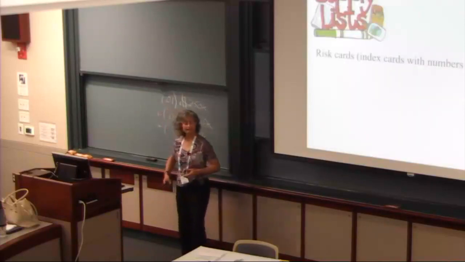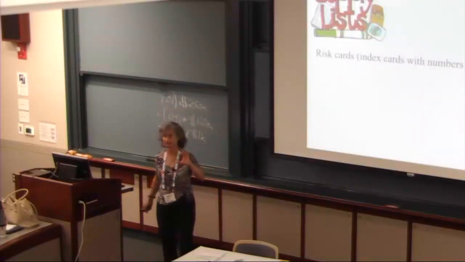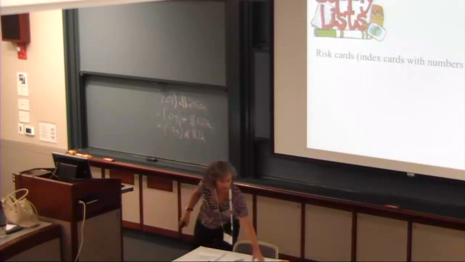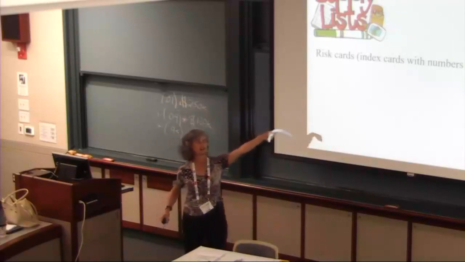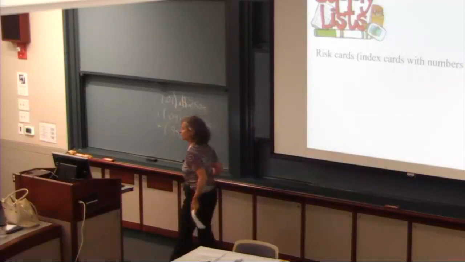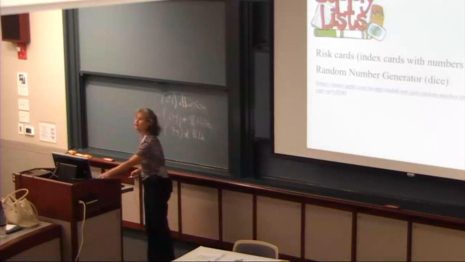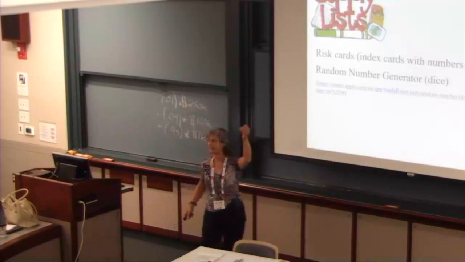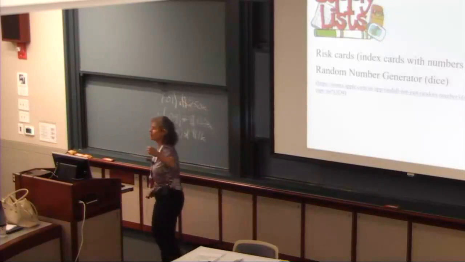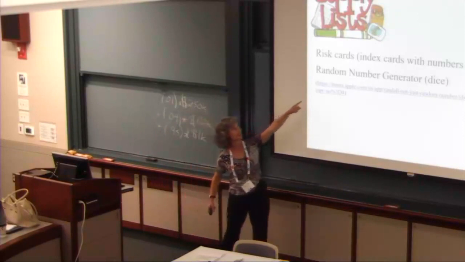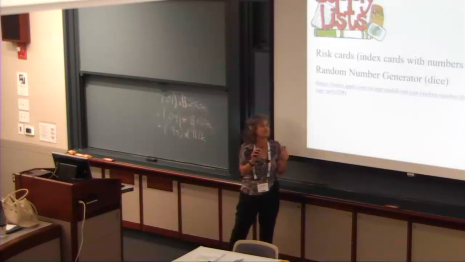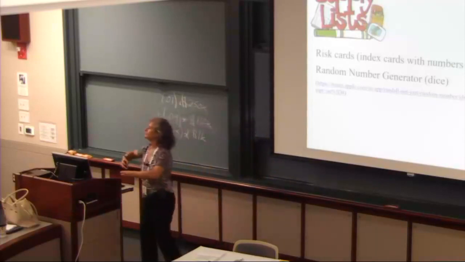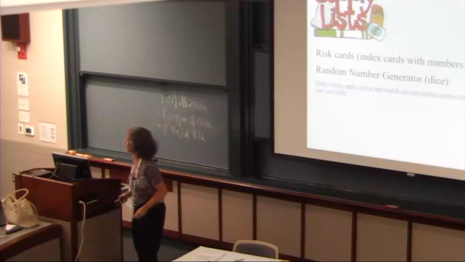What do you need? You need risk cards. I have a set of little laminated 3x5 index cards with numbers on them. Since we're only playing one round, I have written your risk numbers on your cards, which I'll distribute later. You need a random number generator. I like to go low tech and use a six-sided die. If you are more high tech, there are all sorts of funky apps. I've wasted so much time looking at apps for random number generators, but I always come back to the tried and true. But if you want to use a funky random number generator, go right ahead.